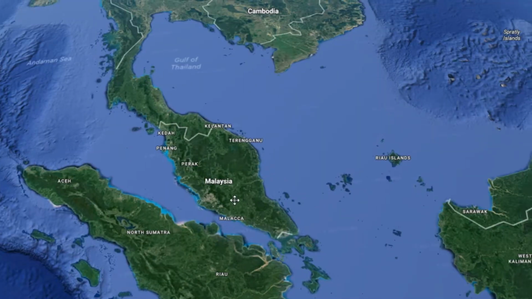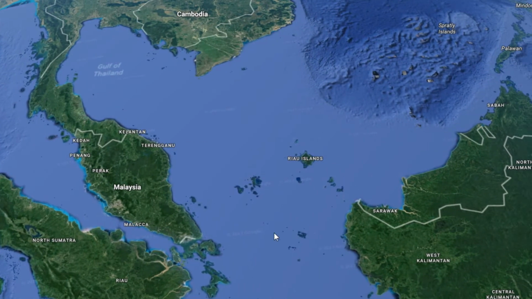Now we cross the South China Sea to the northern horn of Borneo, or eastern Malaysia.